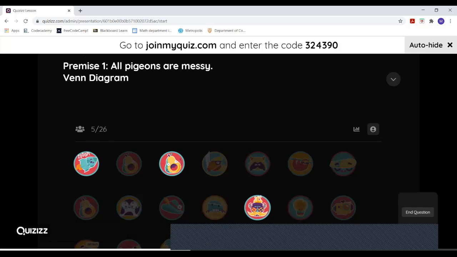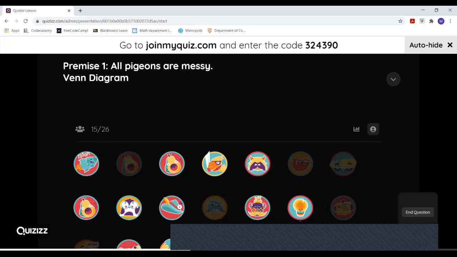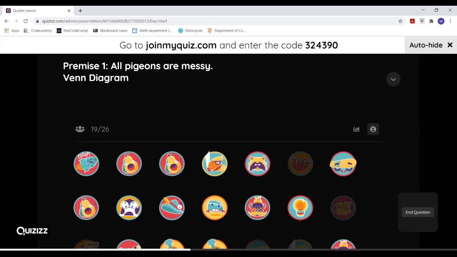All pigeons are messy. We want to draw that Venn diagram. So if pigeon, then messy is the Venn diagram we want to draw. I should have just left that timer there. These are things you should, I really hope you're getting this down.